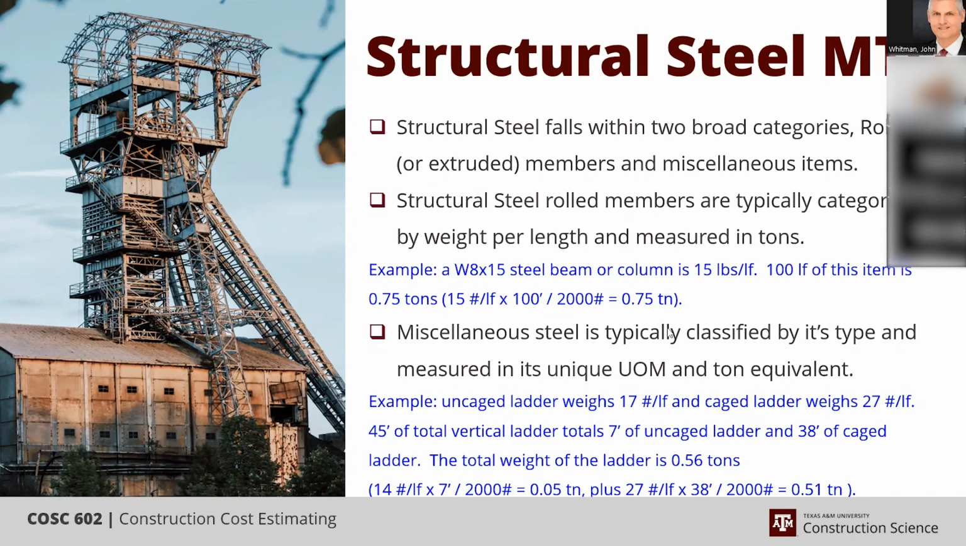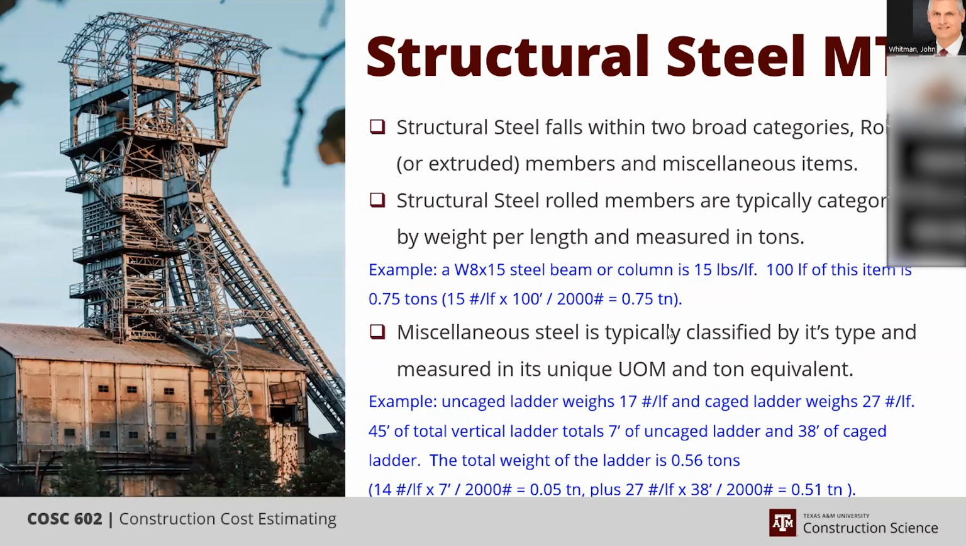What you see is what you get, and it's quantified in length and then converted to weight by the type of steel. So a W8 by 15, if you got 100 lineal feet of it, that's going to be 1,500 pounds or 3/4 of a ton. So that will also fall into a category. So that tonnage will be categorized in that category. And I'll talk about that in a second.